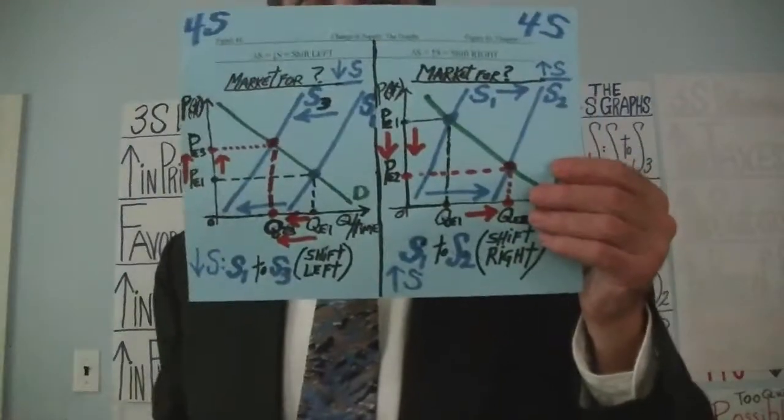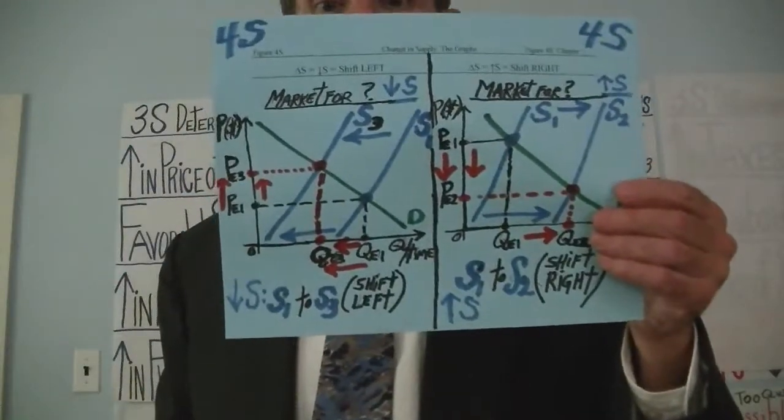So here's the list of the determinants of supply. They're going to change in a positive or favorable way right now. And then we're going to see how that changes supply, right? We're going to talk about that a little bit. And I'm going to show you this graph. This is what's coming up on 4S.